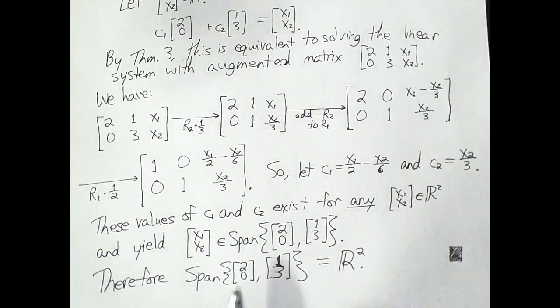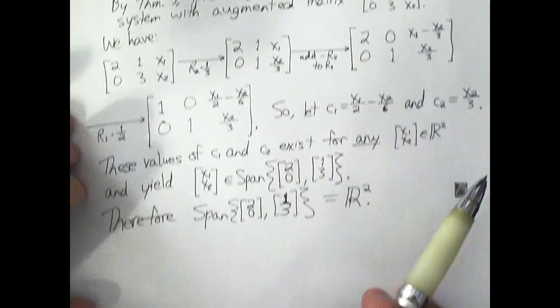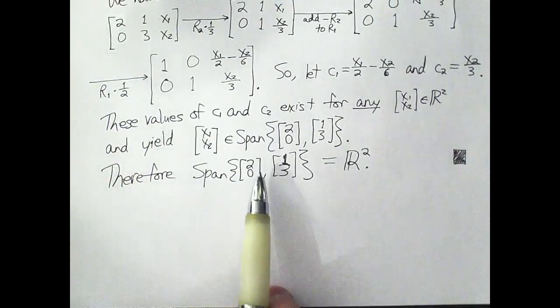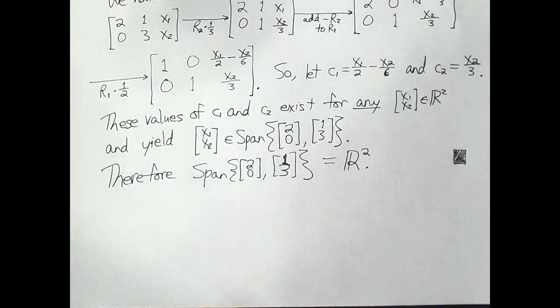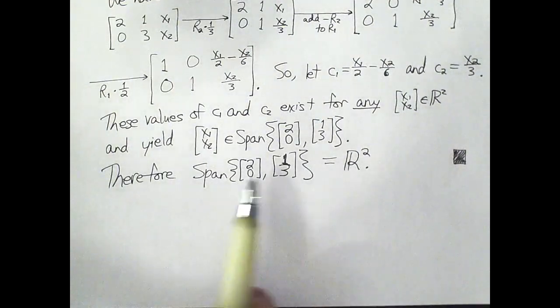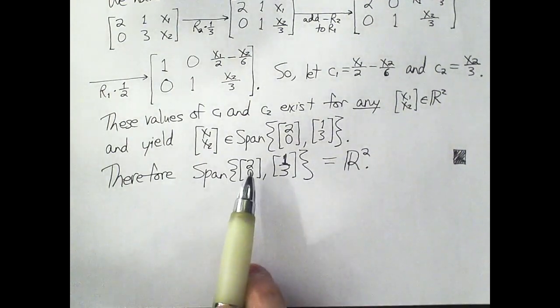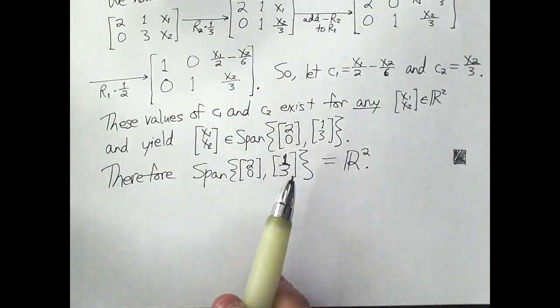So, what do you think? Do you think there's something special about these two vectors, 2, 0 and 1, 3? Do you think I set this up because those two vectors are special and that they kind of generate R2? No, not really. There are other pairs of vectors that also span R2. This is just one example of a pair of vectors.